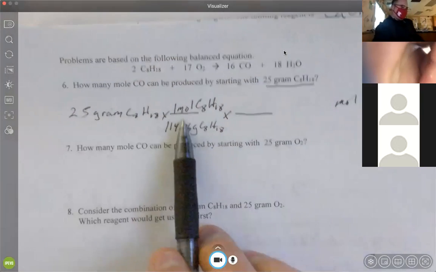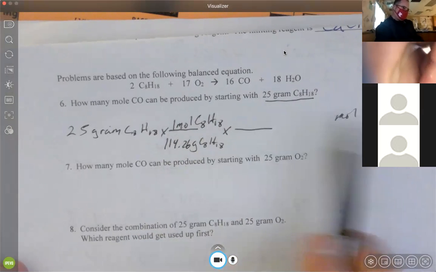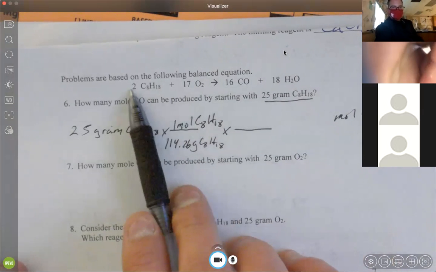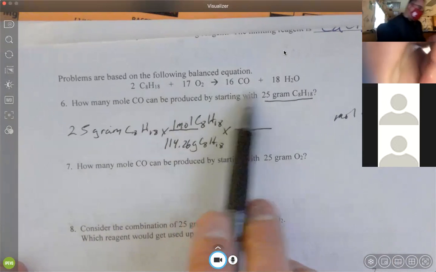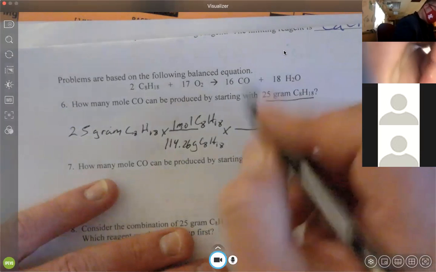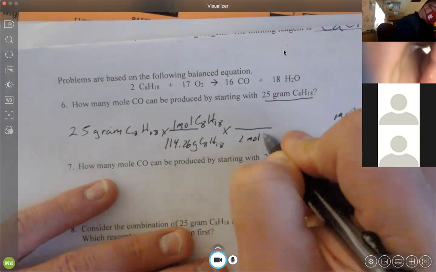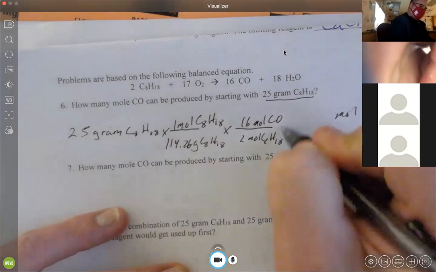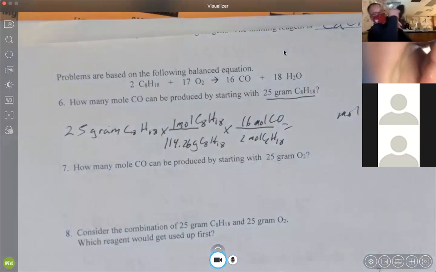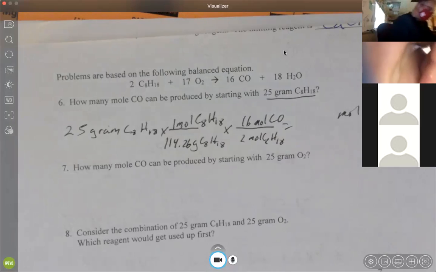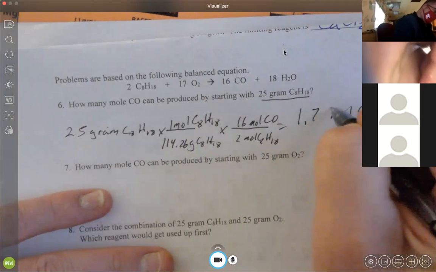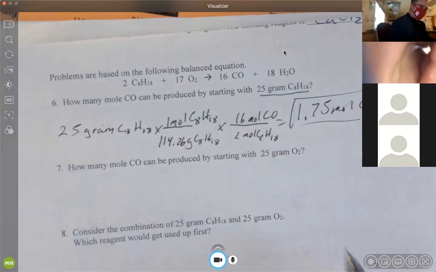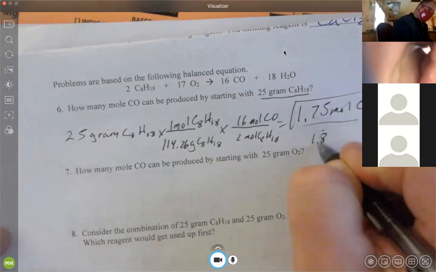Now remember, the only time I can go from C8H18 to CO is with the balanced equation. Every 2 moles of C8H18 can make 16 moles of CO. And that gets me to moles of CO, which is what I want. 25 divided by 114.26 times 16 divided by 2. It's about 1.7503. 1.75 or 1.8 moles of CO.